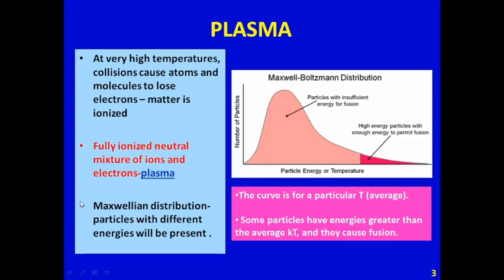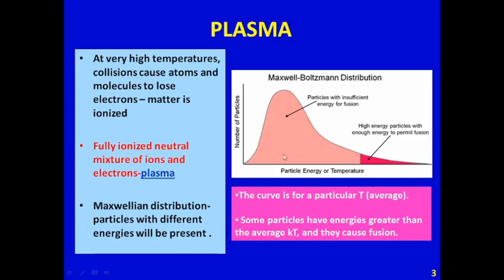If you look at the distribution of particles in that plasma, it is essentially a Maxwellian distribution. The curve on the right side shows a Maxwell-Boltzmann distribution, where particle energy has a range. You have different particles with different energies.